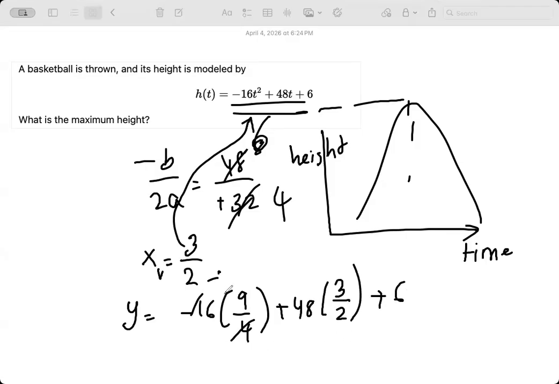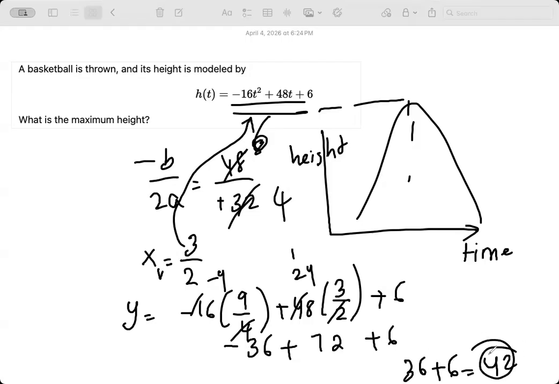You got it? Was the answer 42? I'm checking. Yeah, good job, Ashwath. 42 feet. Make sense? Yeah.